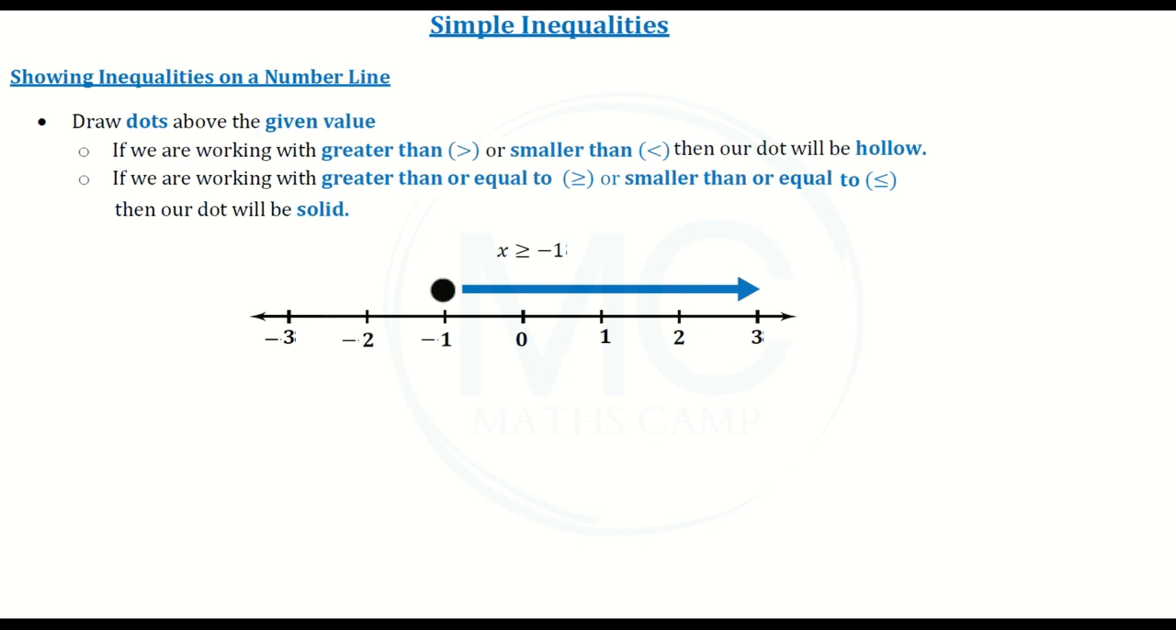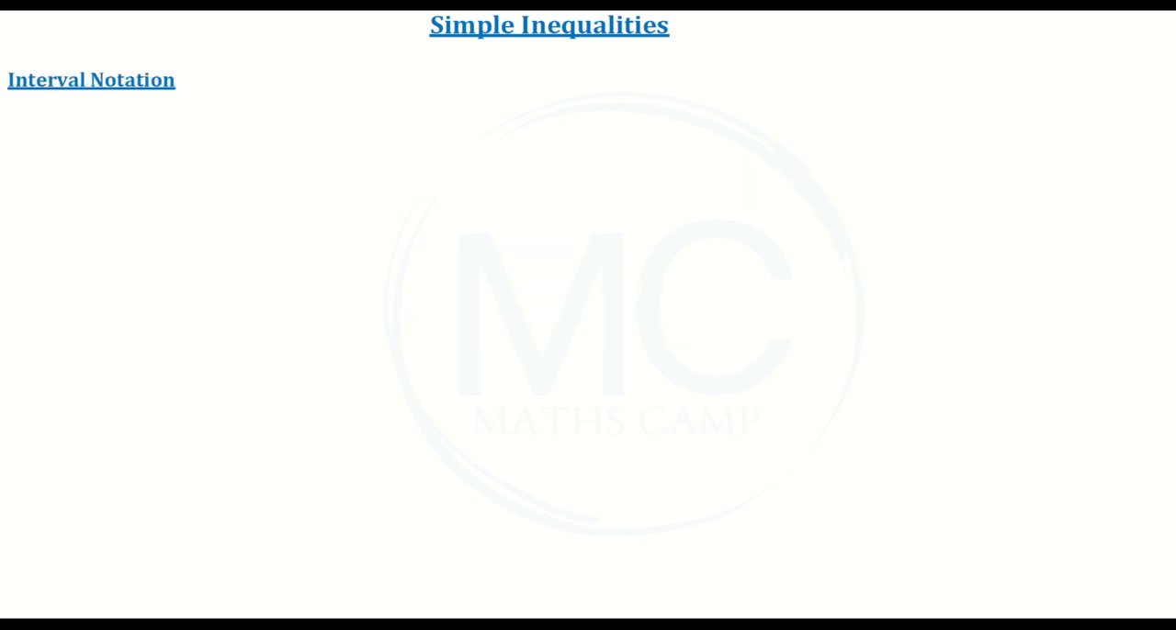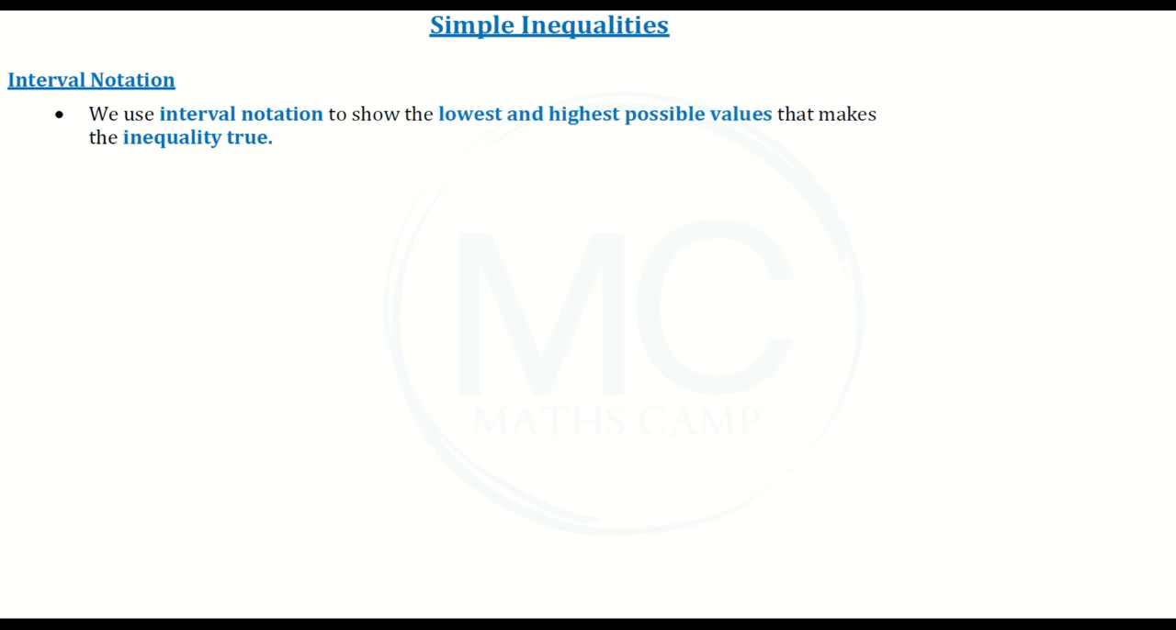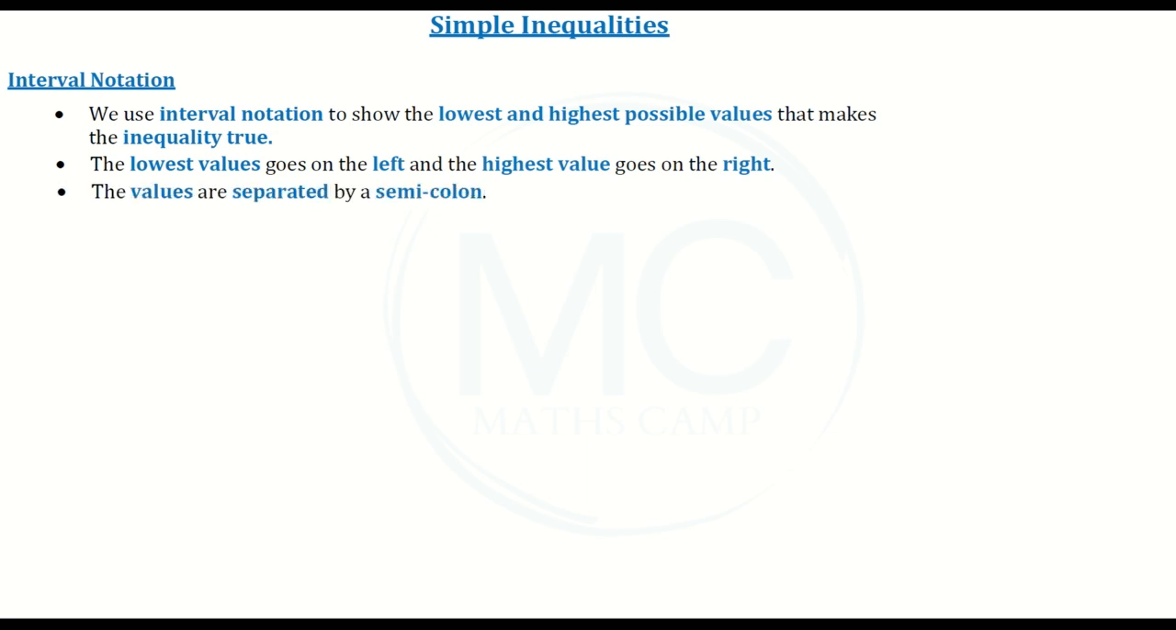In this course, you'll be asked to use interval notation. It is not always easy to write down all the possible values of a given variable. So we use interval notation to show the lowest and highest possible values that make an inequality true. The lowest value goes on the left and the highest value on the right, and the values are separated by a semicolon.